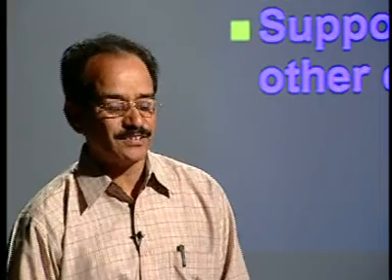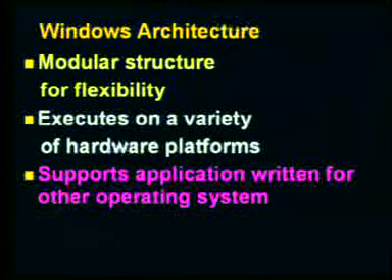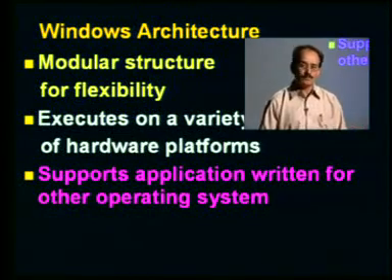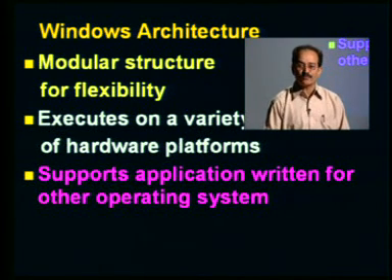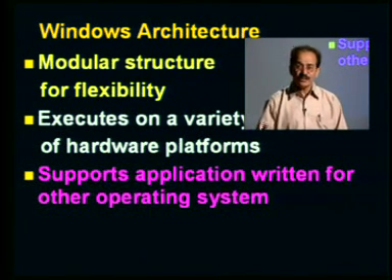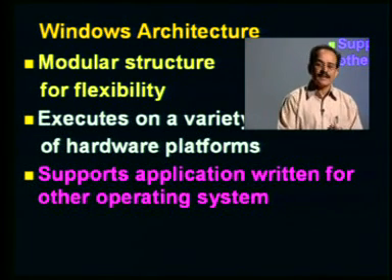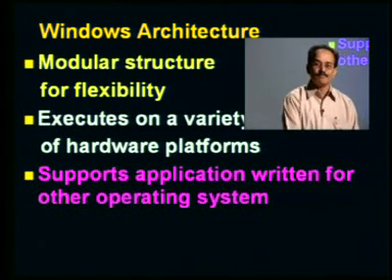Now, as an example, we usually take Windows architecture. This is the most modular structure for flexibility. In the case of Windows, I can correlate with PDAs and cellular phones, and I can have a smaller Windows. There are operating systems through which I can design my own operating system.